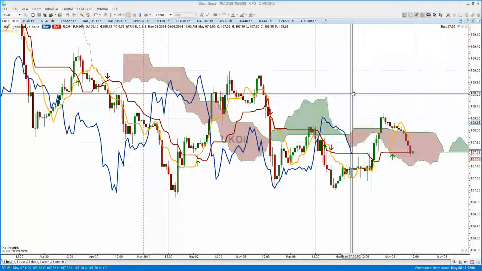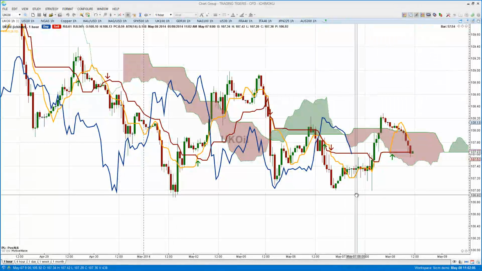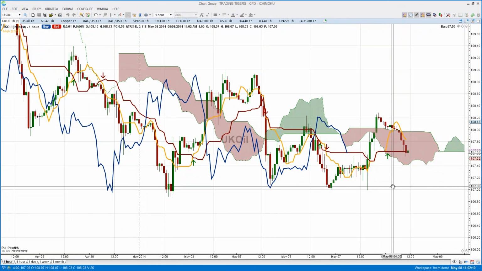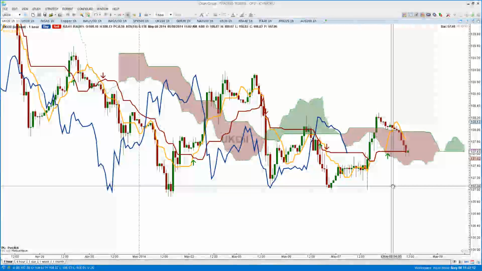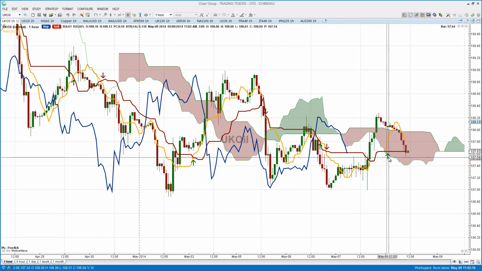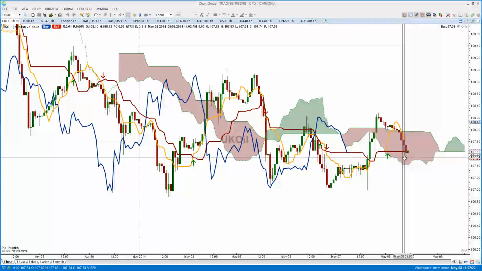So currently I see actually no trading opportunities to occur. Everything is kind of in a consolidation look, so absolutely nothing. There was a crossover which occurred here, but that's in the cloud, and that's something that we really don't want to be looking at.